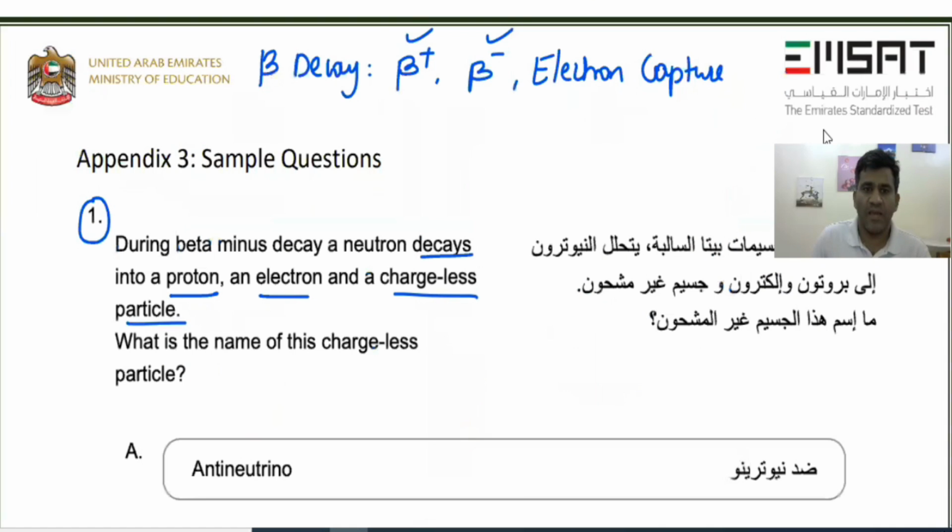So the answer to this question is going to be anti-neutrino. This is the chargeless particle which is emitted.